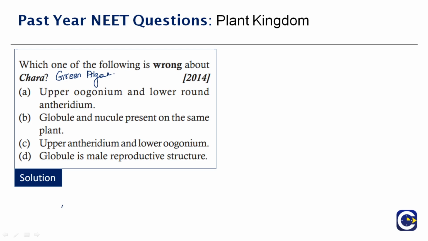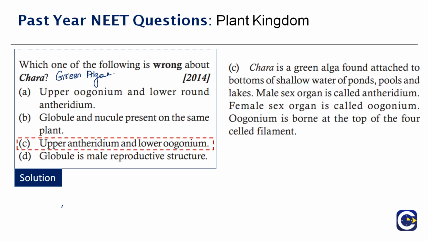Look at the first option here, upper oogonium and lower round antheridium. Now, the correct answer to this question is option C. To your right side you have the solution where they have clearly told that the male sex organ is called antheridium and the female sex organ is called oogonium. We all know that. Now, oogonium is born at the top of the 4-celled filament.